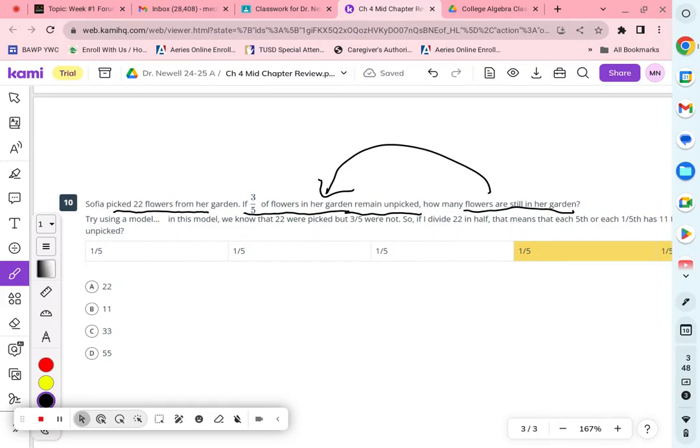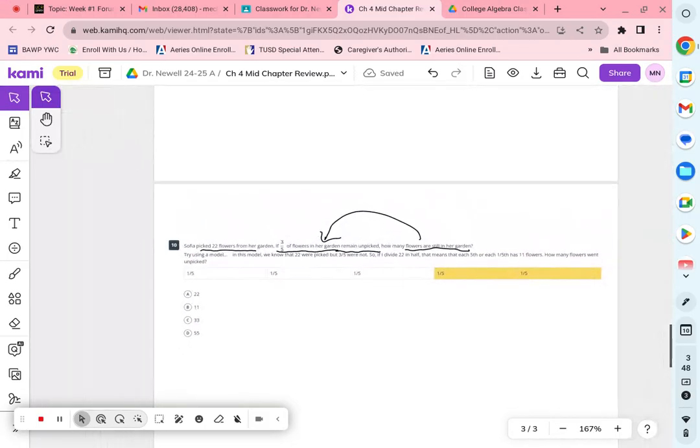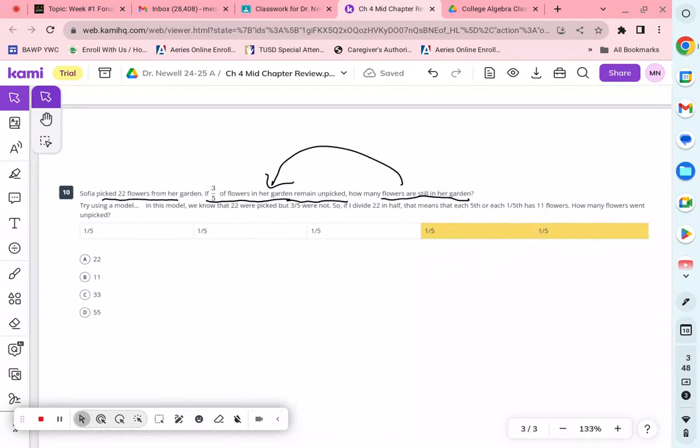One strategy to solving this problem is to use a model. That's what I want us to focus on because it will help you. We built the 5 components here: 1/5, 2/5, 3/5, 4/5, 5/5. We have 5/5 here because 5/5 represents the whole garden. She picked 22 flowers, and if 3/5 were not picked, then that means 2/5 were picked.